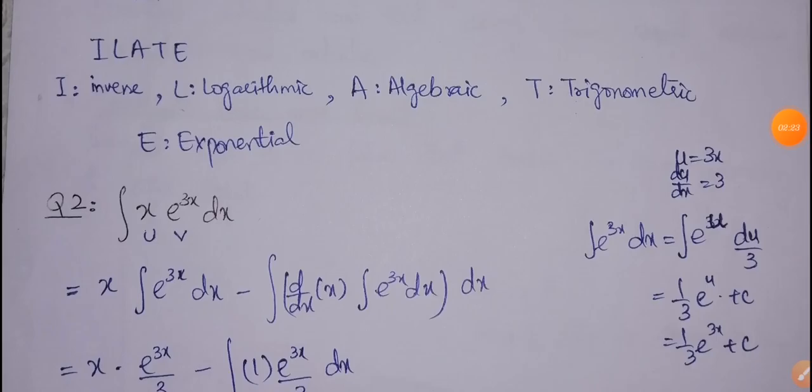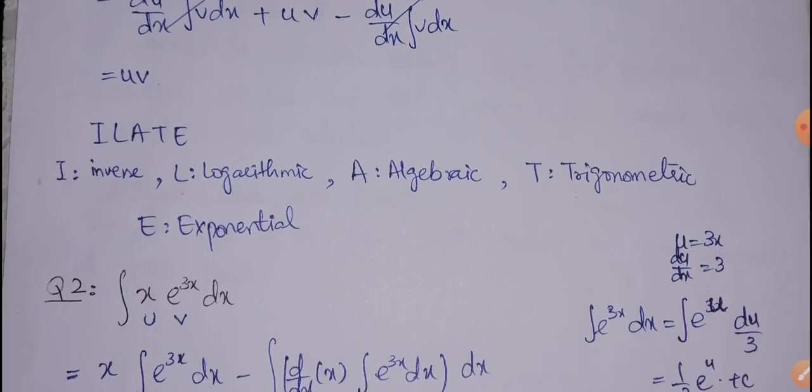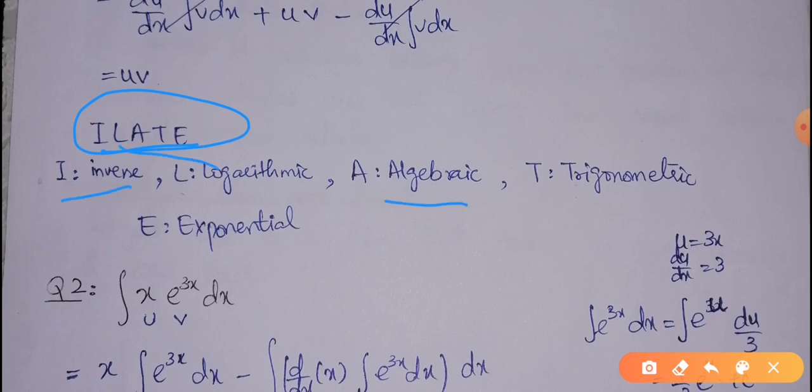Now we have to see how to choose u and v, because you can see that it plays a very important role. So here is the expression ILATE. This expression must be known to you, because when we are going to choose our functions to be u and v, this expression is going to help a lot, because here I stands for inverse functions, L stands for logarithmic functions, A stands for algebraic functions, T stands for trigonometric functions, and E stands for exponential functions.